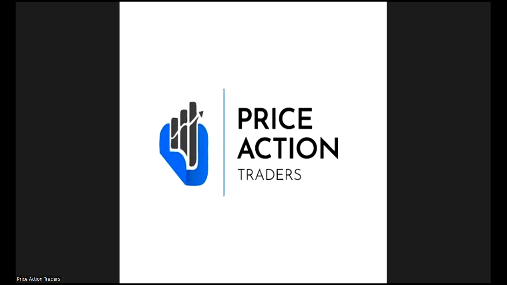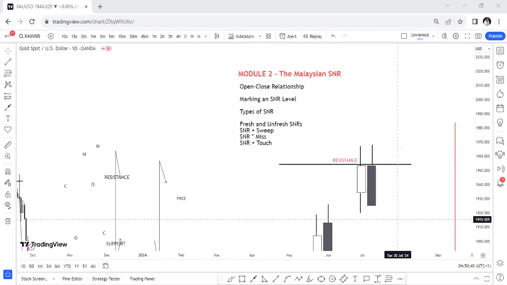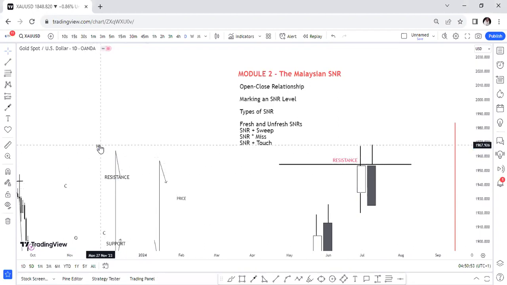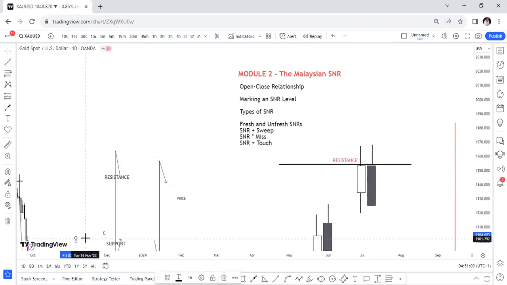To the second episode, the module 2 of this course. In the previous course, we laid emphasis on the open and close information of the candlestick, right? We laid emphasis on that. So we are going to use that information from the first episode to acquaint ourselves with the new knowledge of Malaysian SNR.